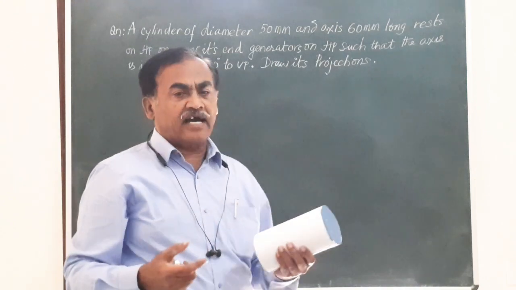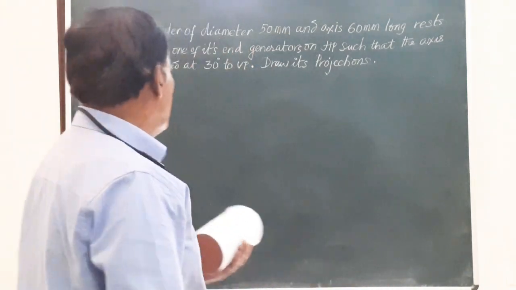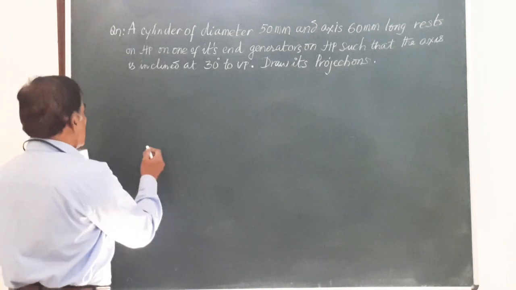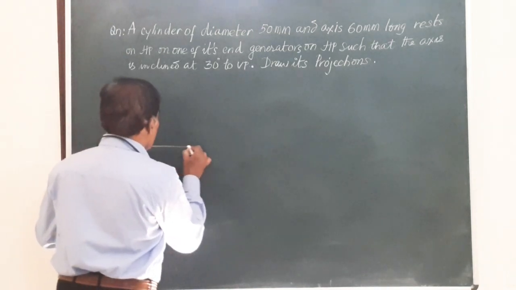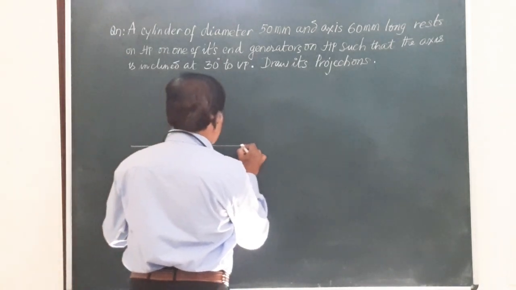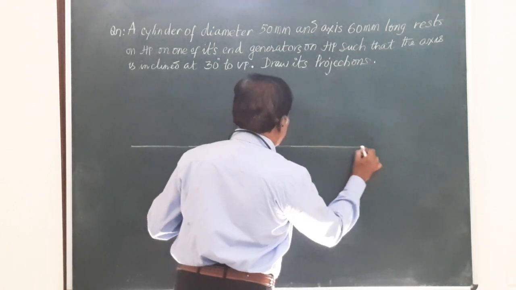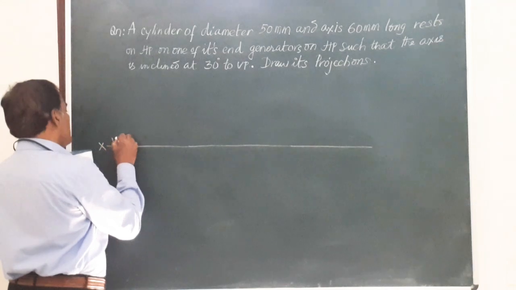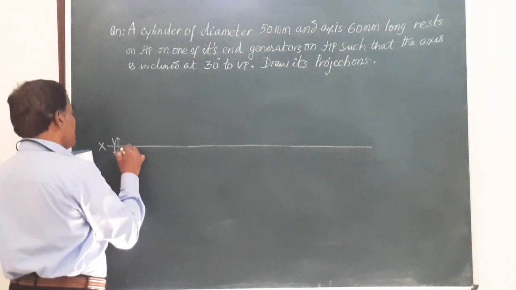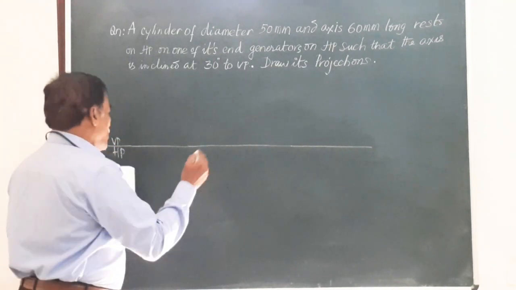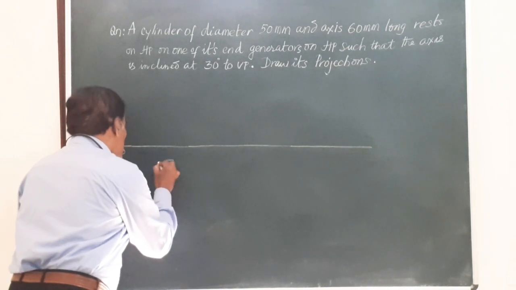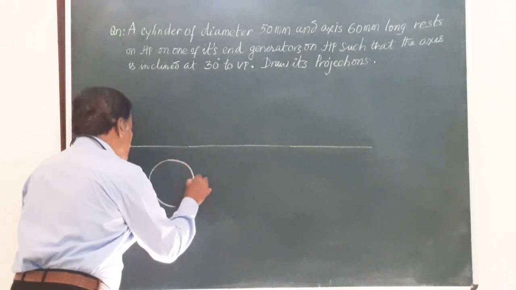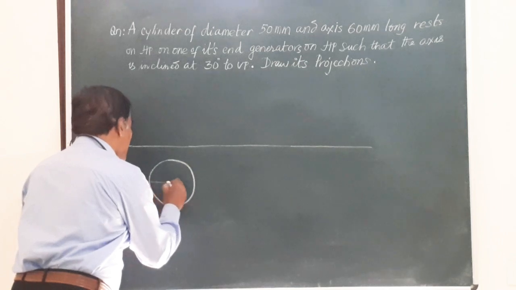So what is to be done? I move ahead with the problem by drawing the top and front views of the solid where it is resting on one of its circular ends on HP. So I will be marking this XY line, marking VP and HP, indicating the first angle projection. Now draw the top view. Top view, I told you, is a circle of the given diameter.